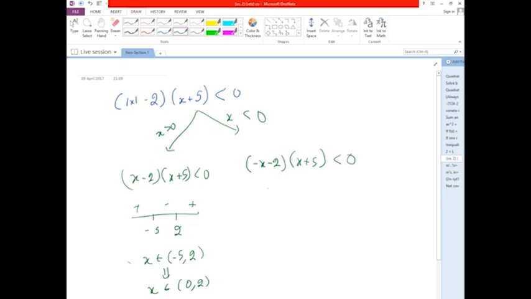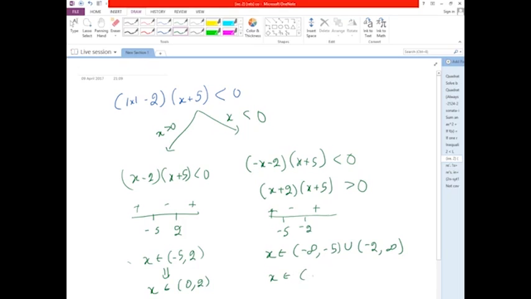In the same way, on this side we have minus x minus 2, x plus 5. We need the coefficient of x to be positive, so we'll multiply by minus 1. This becomes x plus 2, x plus 5 greater than 0. The roots are minus 2, minus 5, plus, minus, plus. The answer becomes x element of minus infinity to minus 5, union minus 2 to infinity. We need only those values for which x is less than 0, so it becomes x element of minus infinity to minus 5, union minus 2 to 0.